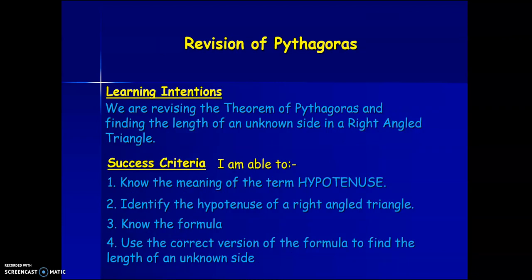So let's look at today's lesson. We are going to do a bit of revision of the theorem of Pythagoras and look at finding the length of an unknown side in a right-angled triangle. By the end of today's lesson, we should know the meaning of the term hypotenuse, be able to identify the hypotenuse in a right-angled triangle, know the formulae, and use the correct version of the formula to find the length of an unknown side.